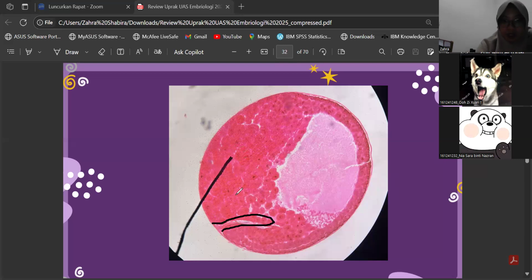Okay, and this is the early yolk plug, and the special part that makes it easy to identify is the dorsal lip. And if there is a blastopore, you can also answer blastopore. And the blastocoel is still big, much wider than the blastopore.